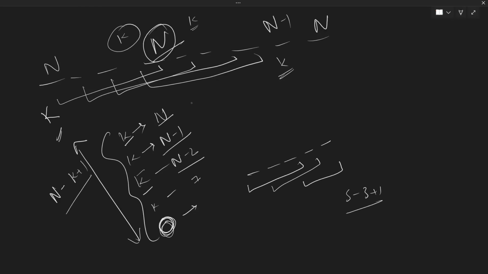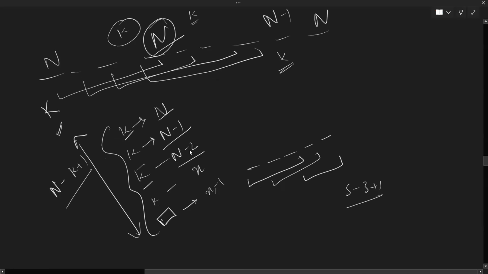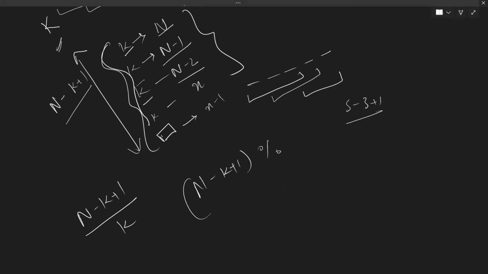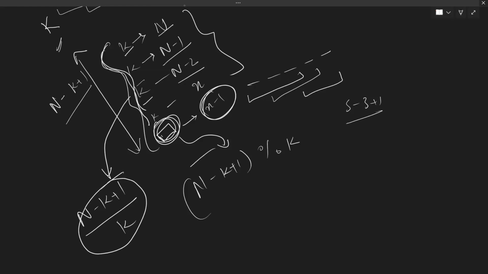After that there is some value x, and after that there will be something left, something less than k, and it will have x minus 1. So now we know how many k groups there are: n minus k plus 1 divided by k. And whatever is left is n minus k plus 1 modulo k. These are these values, and these numbers are these. Is this making sense, or does anyone have any doubt?